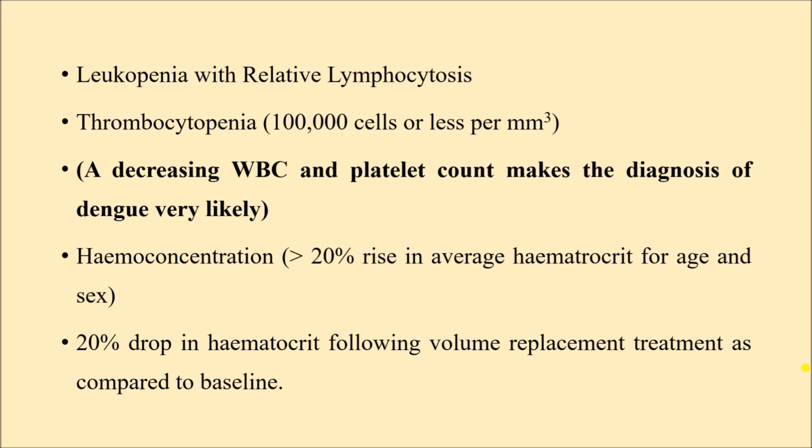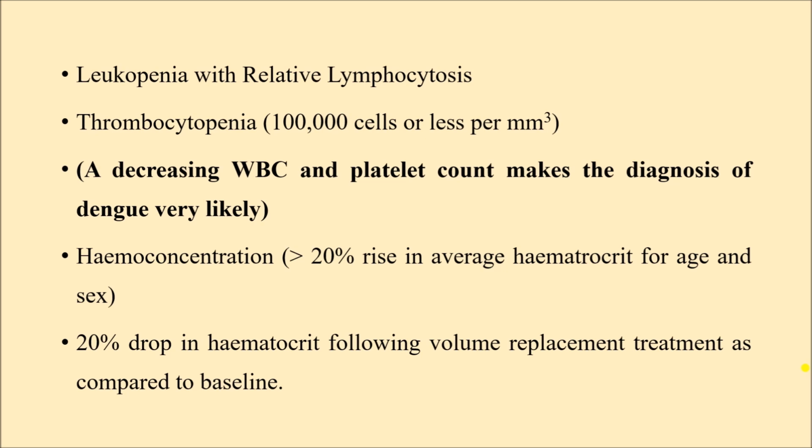We know in dengue there is plasma leakage because of increased capillary permeability. Because of plasma leakage, there is hemoconcentration, and this is known as increased hematocrit level. For the age and gender of a person, if there is more than 20% rise in the hematocrit level, then it is known as hemoconcentration, and this is very likely a case of dengue.